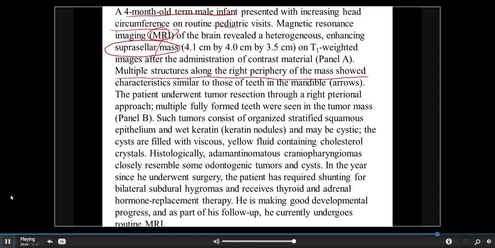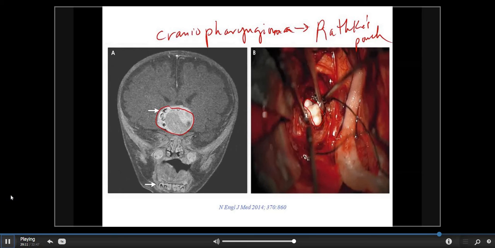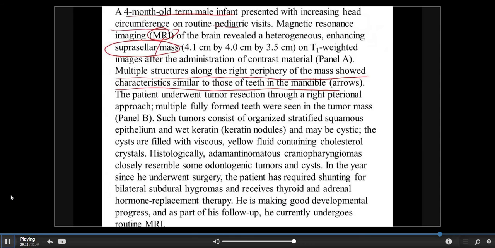The information here: multiple structures along the right periphery of the mass showed characteristics similar to those of teeth in the mandible. So as you saw, you have teeth-like structures here that grew within the brain, and the patient underwent tumor resection through a right pterional approach. They got to that mass through the right pterion. You guys know what this is. That's that fragile part of the anterolateral aspect of the skull. And you saw there were fully formed teeth in that picture.